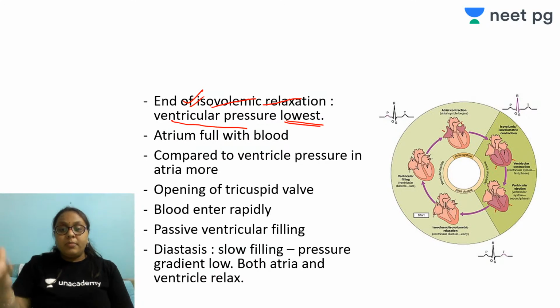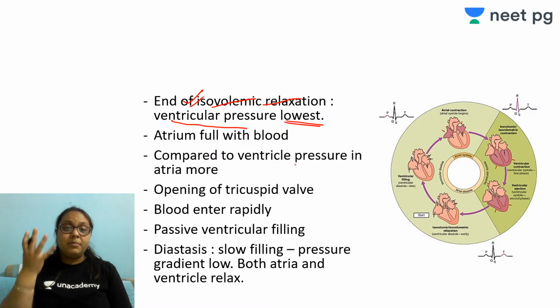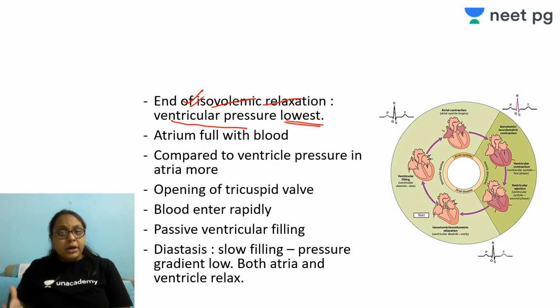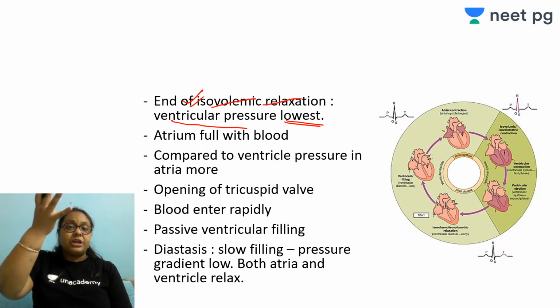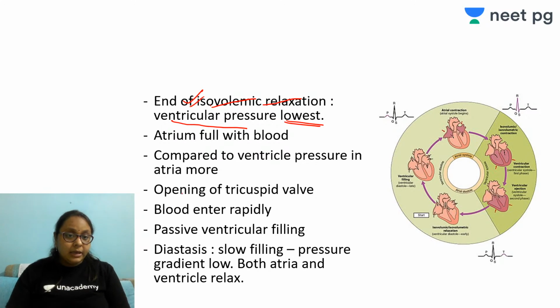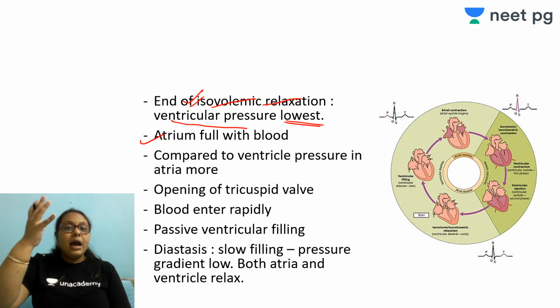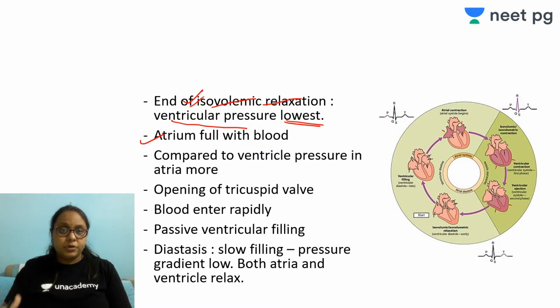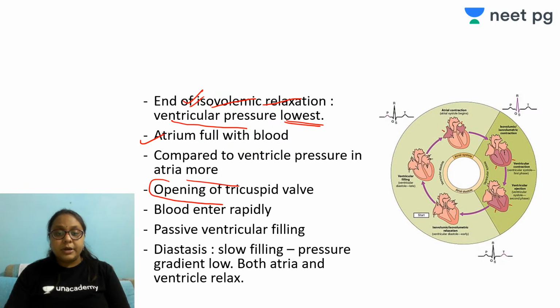But अभी तक atrium में क्या हुआ? Atrium में बहुत सारा blood आ गया. The atria is full of blood. And now compared to the ventricular pressure, the atrial pressure is more. Are you getting my point? At the end of isovolumic relaxation, what happens? Ventricle का जो pressure है, that is at the lowest. Atria is full of blood. So as compared to the ventricle, now the atria has more pressure and therefore there is opening of the tricuspid valve.